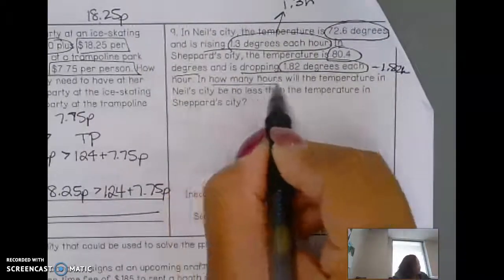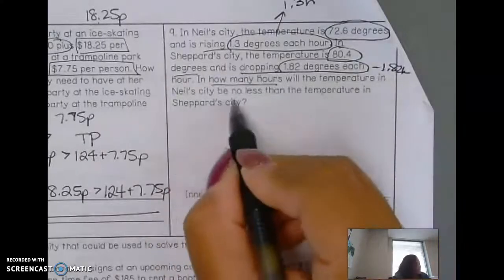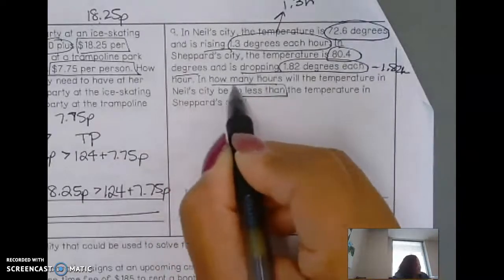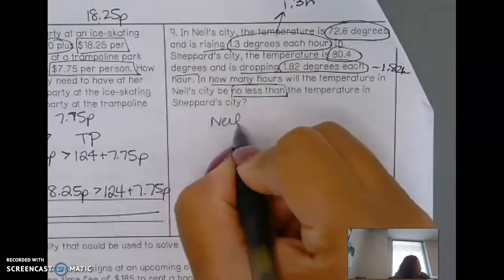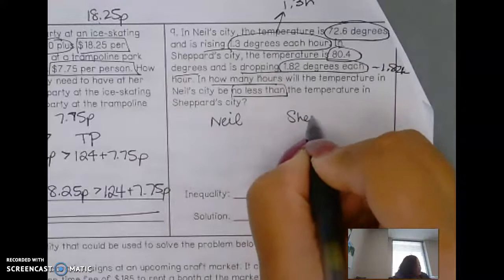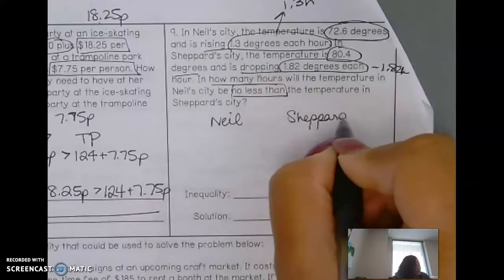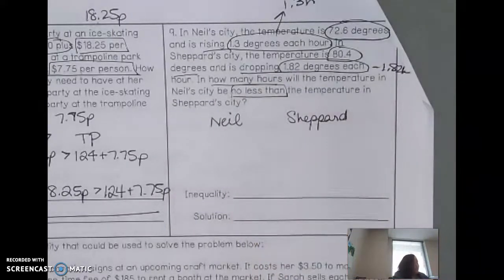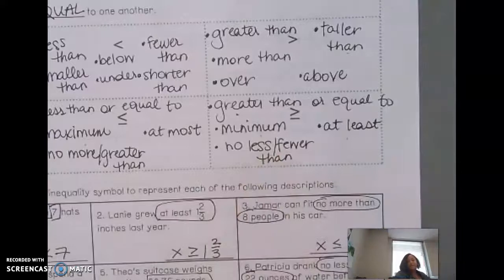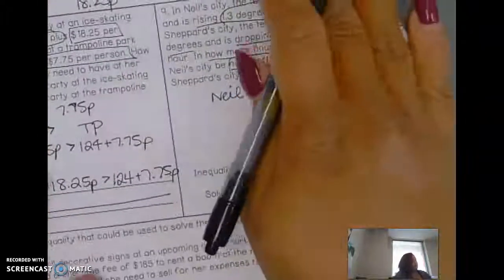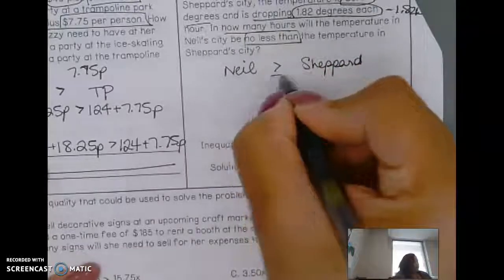In how many hours will the temperature in Neal City be no less than the temperature in Shepherd City? So I want Neal and Shepherd. I want Neal to be no less than Shepherd. So I'm going to go back to my notes and look for no less than. That's going to be greater than or equal to.